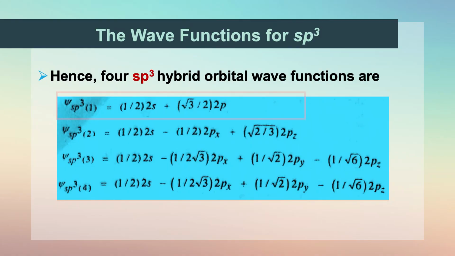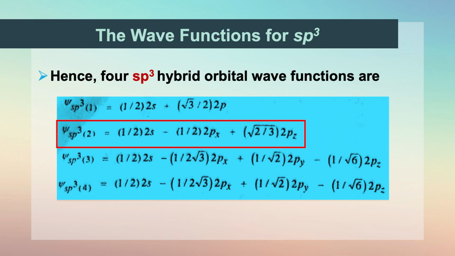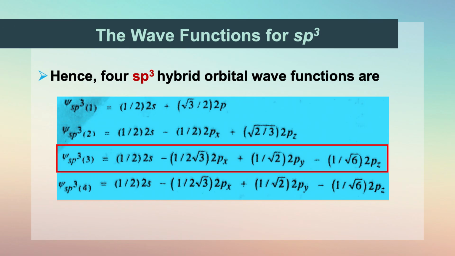Psi sp3 1 is equal to half 2s plus root 3 by 2 2p. Psi sp3 2 is equal to half 2s minus half 2px plus root 2 by 3 2pz. Psi sp3 3 is equal to half 2s minus 1 by 2 root 3 2px plus 1 by root 2 2py minus 1 by root 6 2pz.